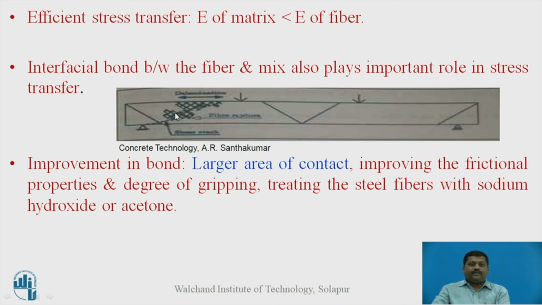Now how is it effective? So the bond between fiber and mix actually plays an important role in the stress transfer. How the stress is transferred to each other, that is dependent upon interfacial bond. And last thing is the improvement in bond of the fiber and mix, that depends upon the larger area of the contact. So larger area of the contact means the bond will increase between fiber and matrix, and if it is improved, then the frictional resistance and the degree of gripping will improve. And one more aspect is there, we can increase the bond by sodium hydroxide.